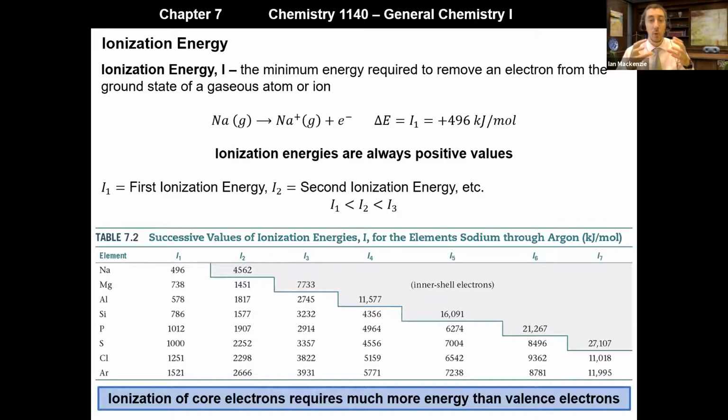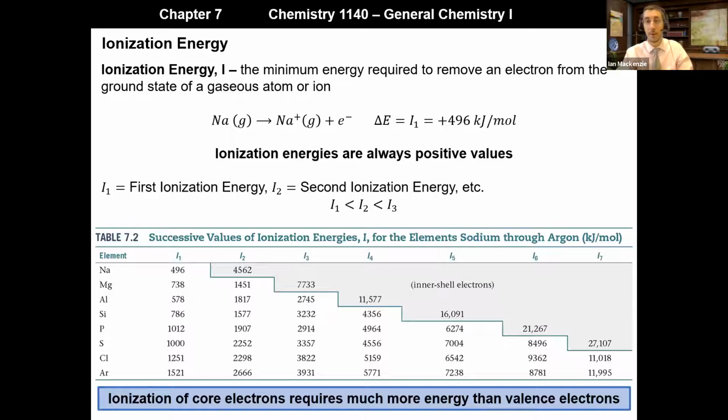And removing core electrons requires much more energy than removing valence electrons. They're closer to the nucleus, for one reason. And so this large increase then illustrates where we've left off removing valence electrons and now have started removing core electrons.